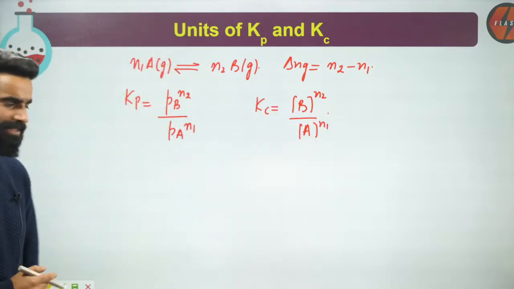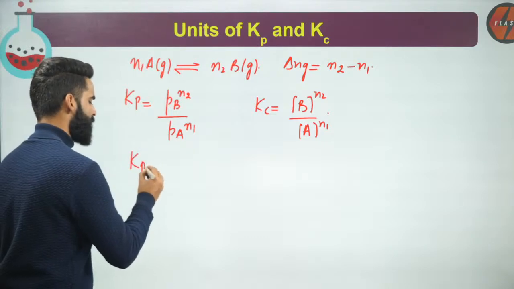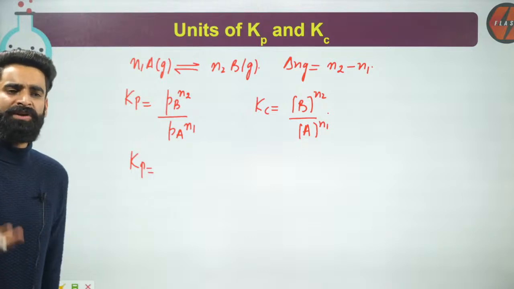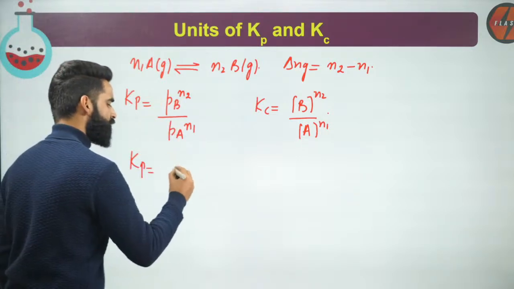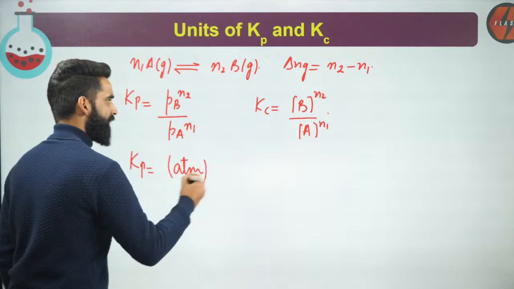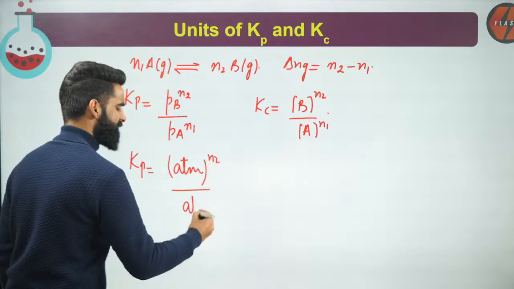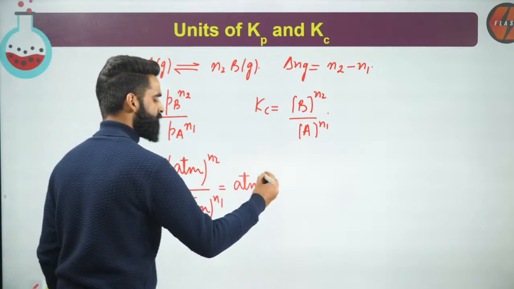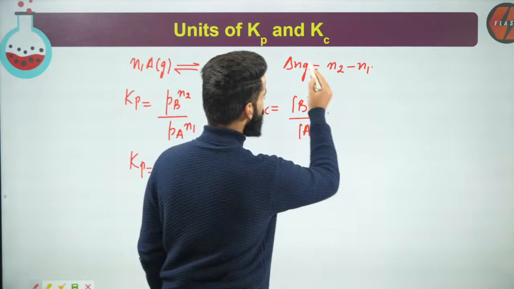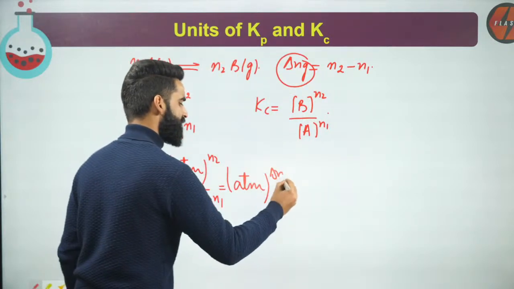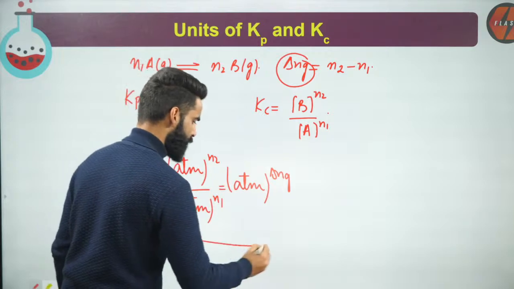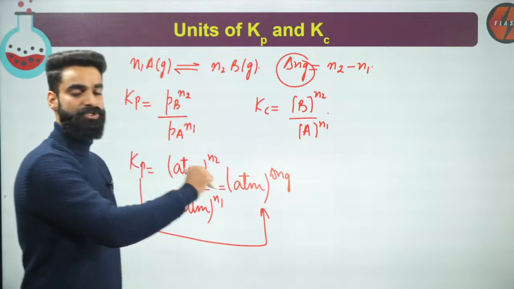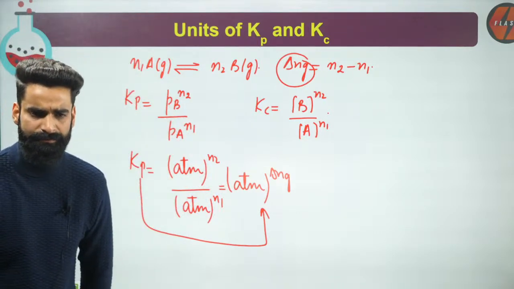Now people, talking about the units. What will be the units of Kp? See guys, over here we have got a pressure term, and over here we have got a pressure term. If I'm talking about the units in terms of atm, then in the numerator you have got atm to the power N2, in the denominator you have got atm to the power N1. So I will get atm to the power N2 minus N1, and N2 minus N1 is what we call delta Ng. So these are the units of Kp. Knowing just the delta Ng for the reaction, you can talk about the unit of Kp as well.